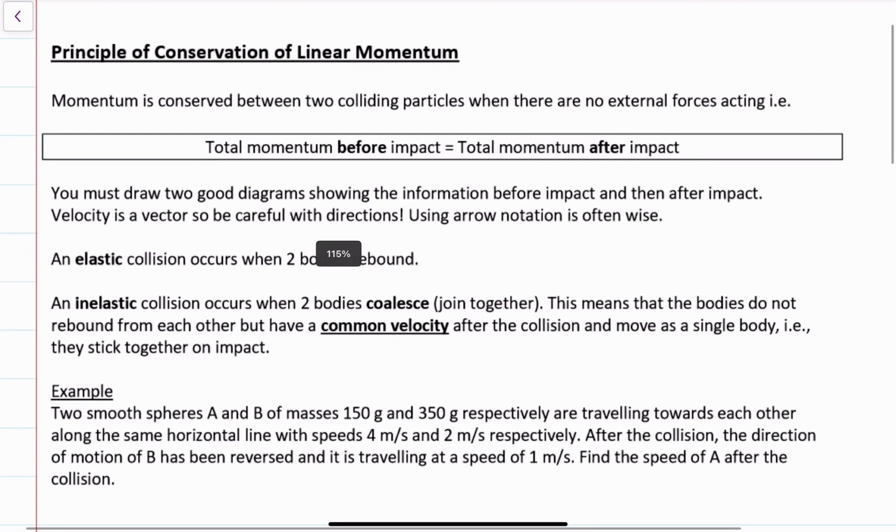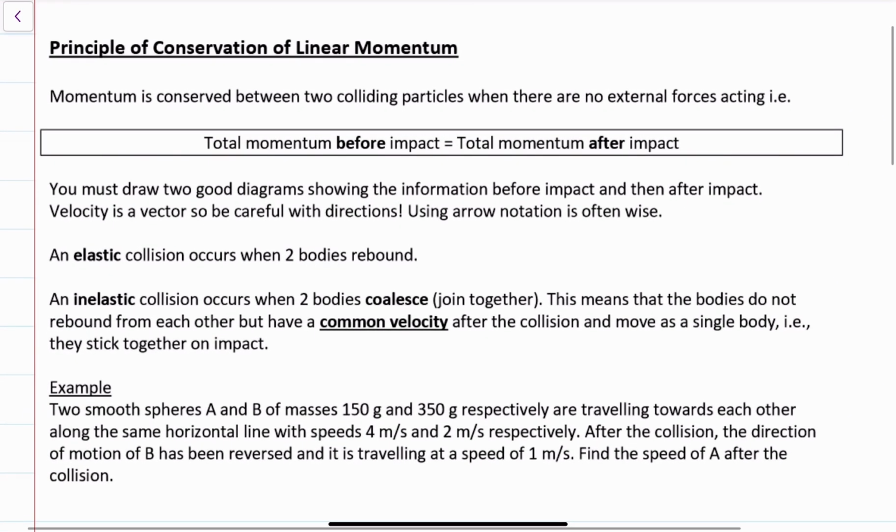We're going to look in this video at the principle of conservation of linear momentum. Now this is just the simple fact that when you have a collision, the total momentum before the impact is equal to the total momentum after the impact, and that is it. So you just draw two good diagrams showing the information. I would just do a before and an after, and then you can see what happens.